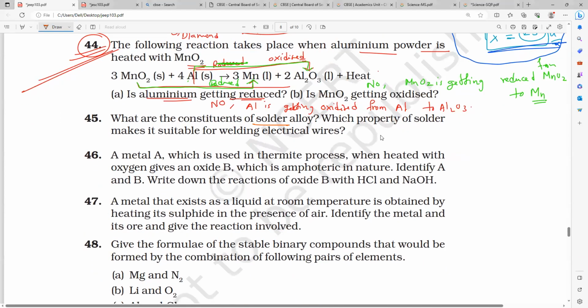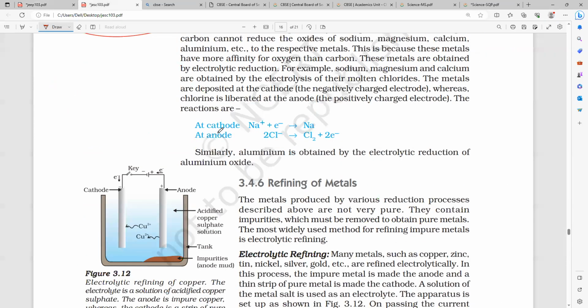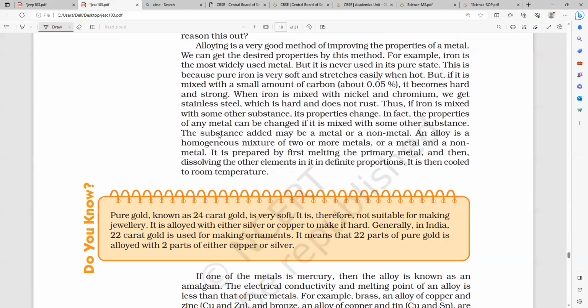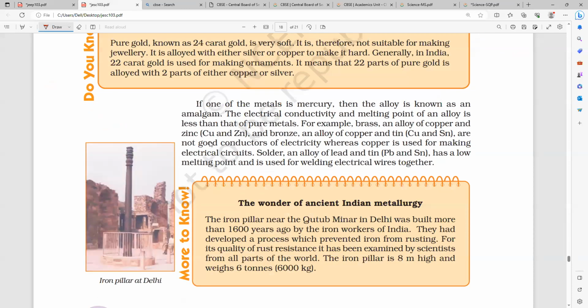Next question. What are the constituents of solder alloy? Which property of solder makes it suitable for welding electrical wires? None of you can answer. The answer is already there, we have already answered. Check. Solder is an alloy of lead and tin. Lead and tin has a low melting point and is used for welding electrical wires together.